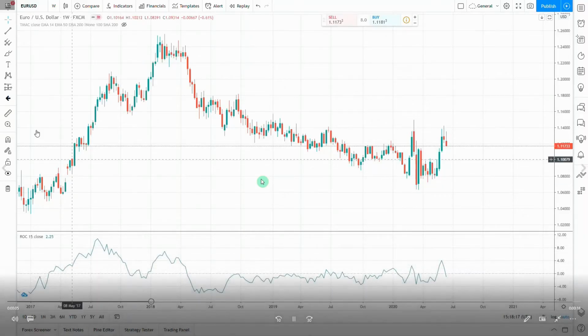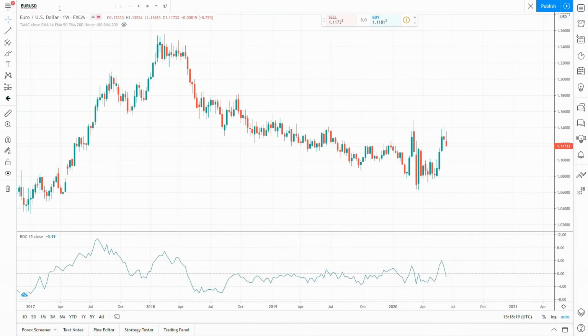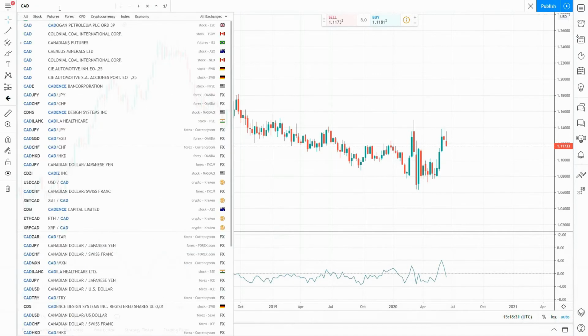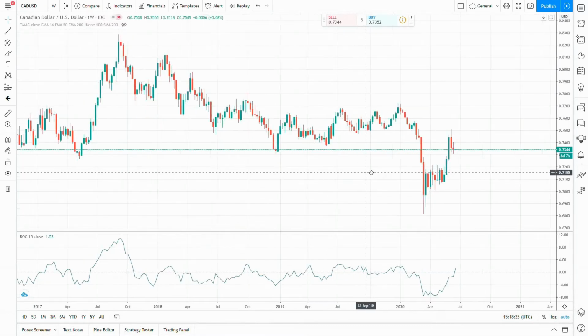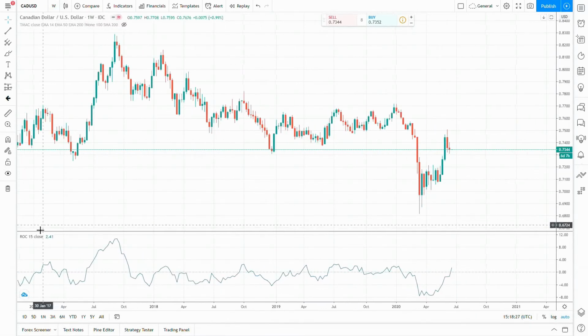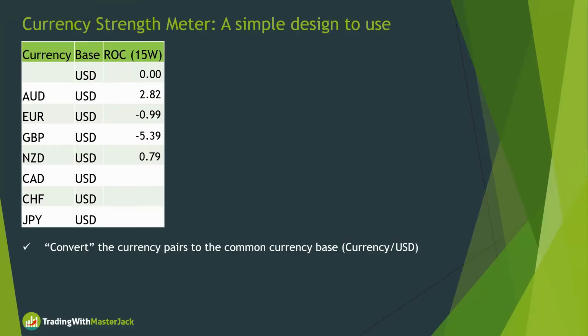And here we go. At TradingView, we just simply type in that pair, Canadian dollar and USD, and there it comes up. And there it gives all the information we need. And as you can see, we're weekly, we've got 15 period, and it's 1.44. And then we simply just put that value in there, 1.44.